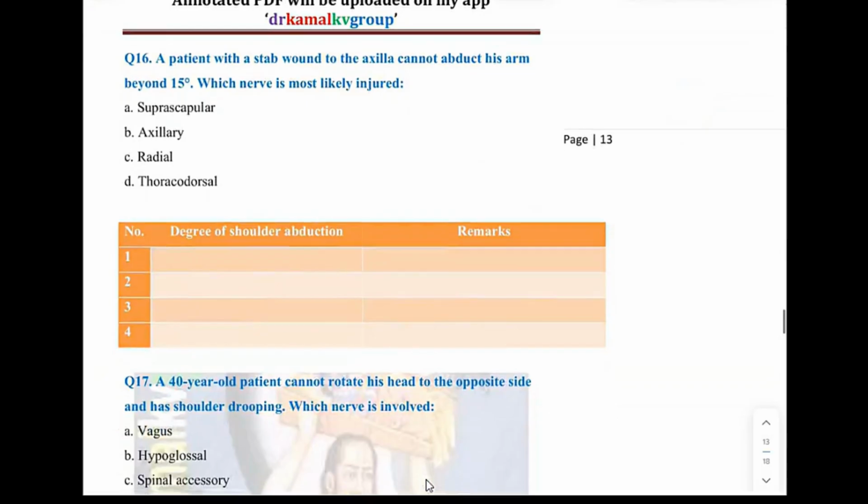Then moving forward to another question where a patient has a stab wound to the axilla and now he cannot abduct the arm beyond 90 degree. It means 0 to 15 degree is possible, and more than 15 degree abduction is not possible.